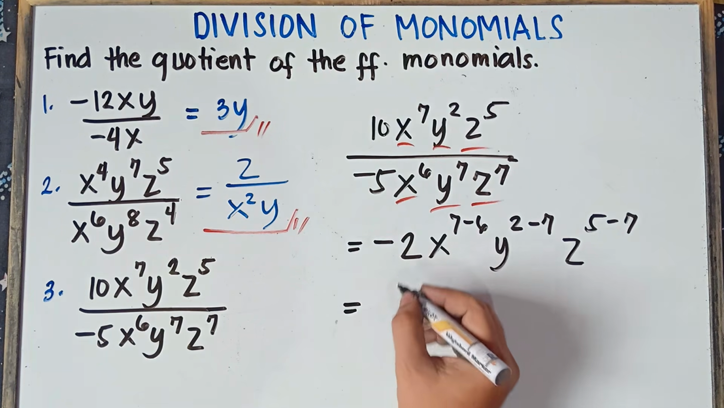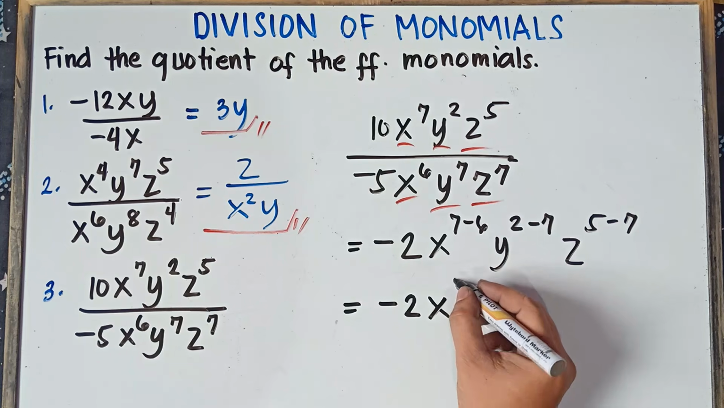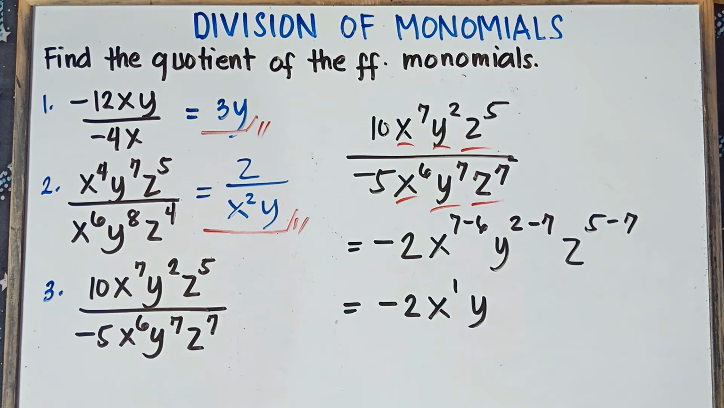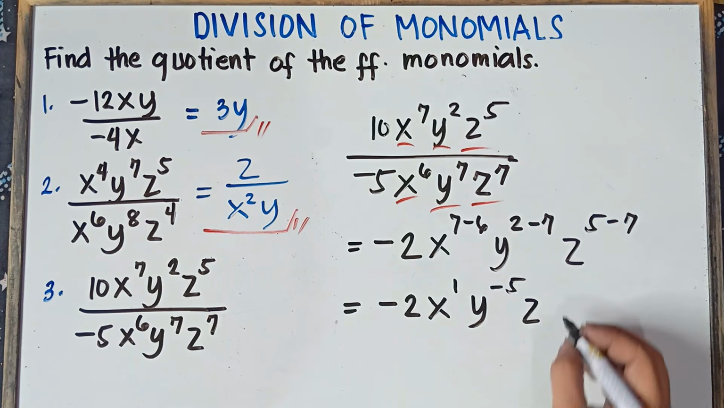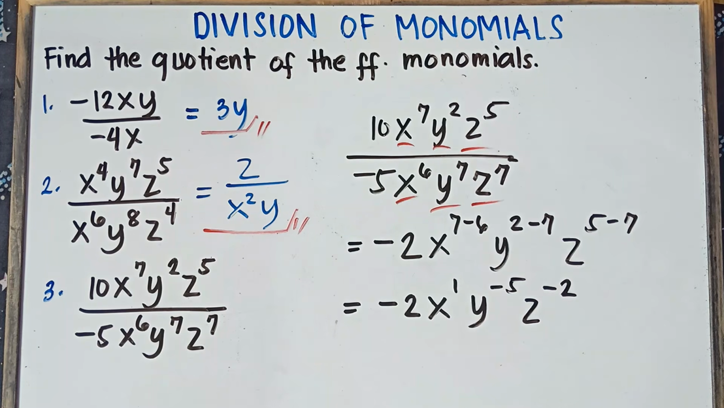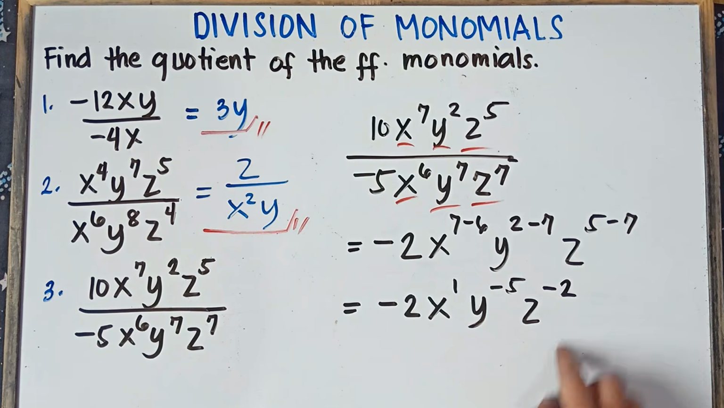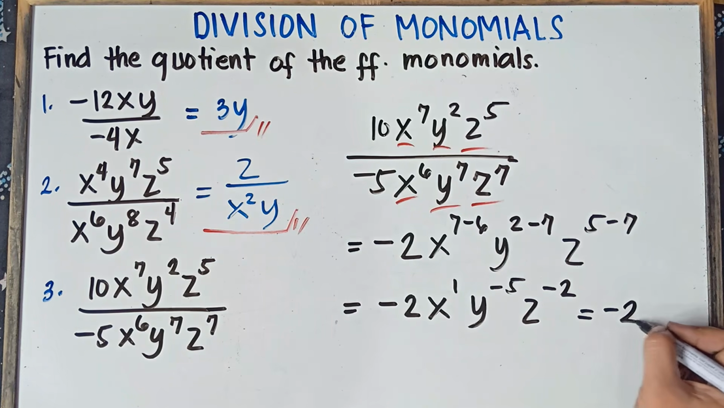Alright, so this will be copy negative 2. Copy x. 7 minus 6, that would be 1. And then copy y. 2 minus 7, that would be negative 5. Copy z. 5 minus 7, that would be negative 2. Once again, we have a negative exponent. Just simply put this one on the denominator. Simple as that, class. So therefore, our final answer, this will be negative 2.